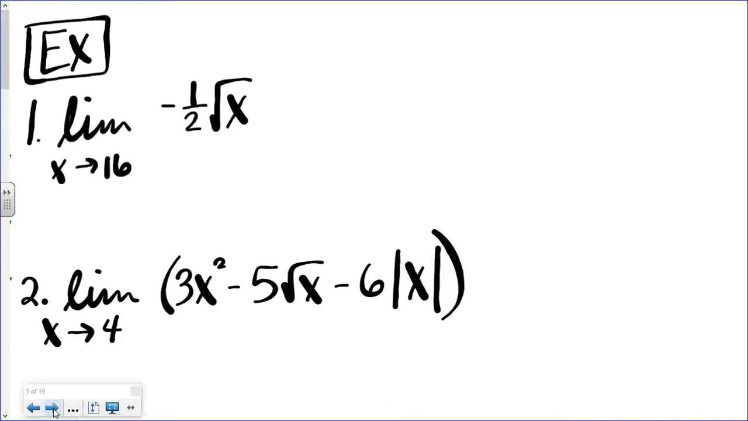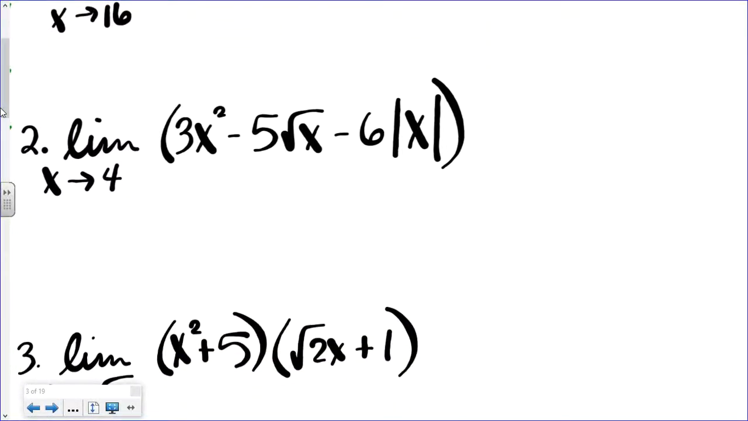First thing I want to know is, what rule would we be talking about if I made you tell me what property this would be? Sum, difference, constant multiple, product, or quotient. This would be constant multiple. Everybody sees a negative 1/2 out front, correct? Now my question to you is, is it an issue for me to plug in 16? No, it's not. So what's my limit here? 16 goes in here, right? And then you get -2. Fair enough?